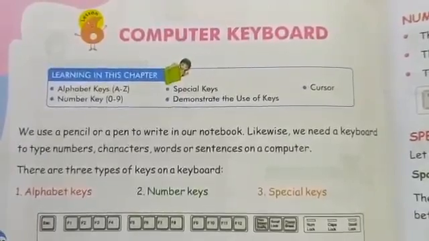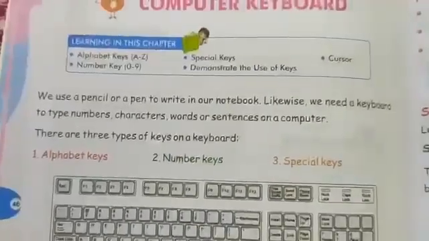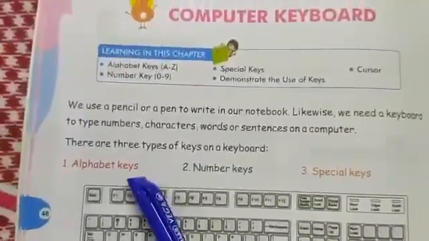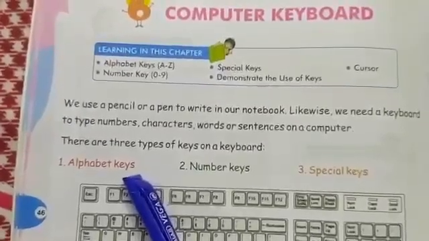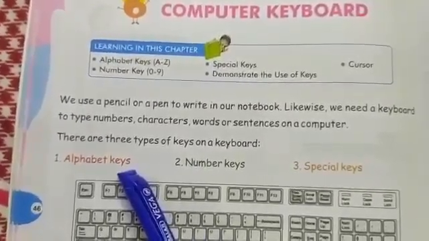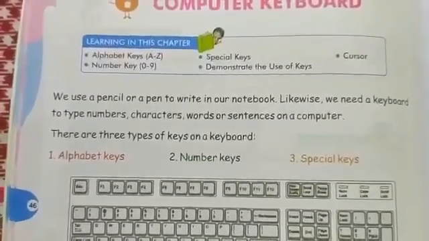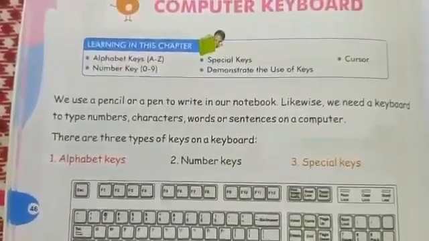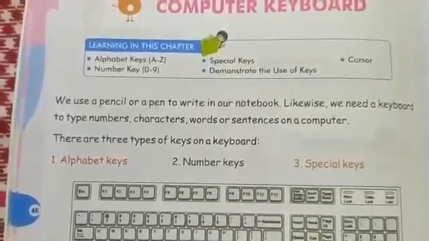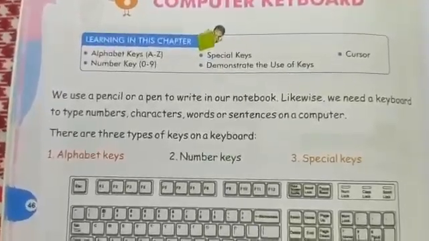So, in my previous video, I explained to you about alphabet keys. How many alphabet keys are there? There are 26 alphabet keys, A to Z. With the help of these alphabet keys, you can type words and sentences on a computer.